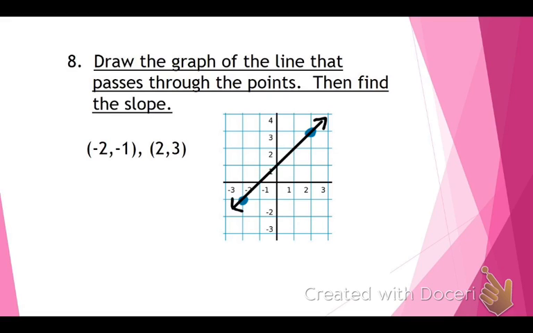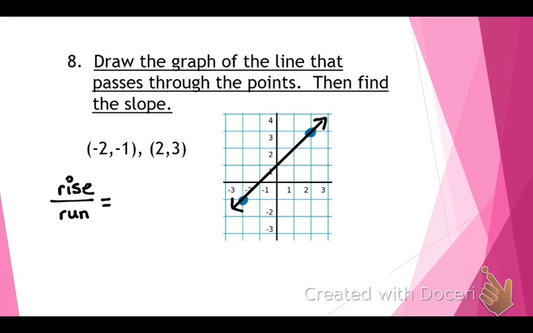So now as I go back and reread my instructions, I have drawn the graph that it asked me to, but the one thing I haven't done is find the slope. So now I've got to find my slope. Once again, what's the slope formula? Rise over run. Make sure you do rise over run, not run over rise. If you try to do run over rise, it will give you the wrong answer.